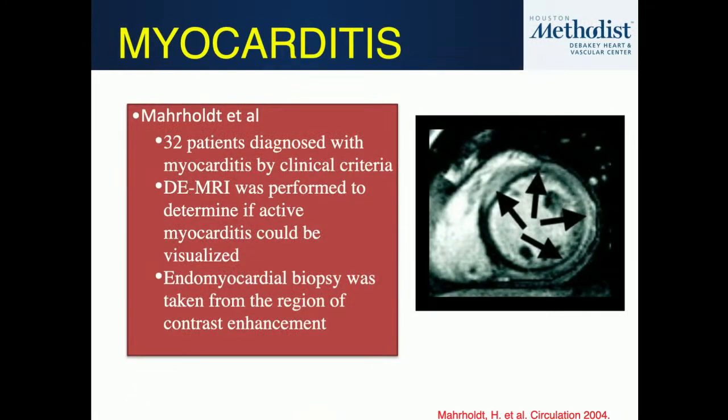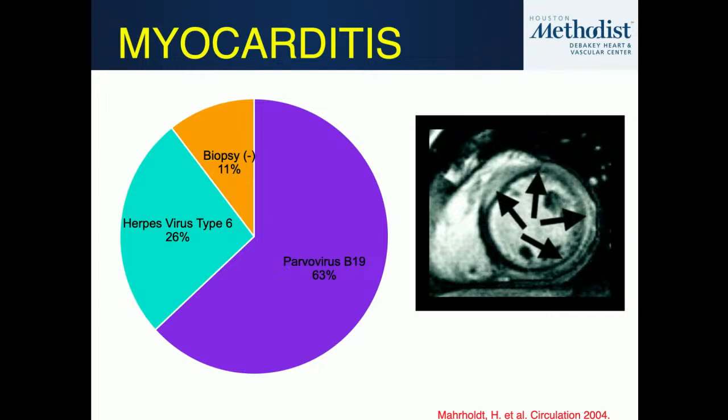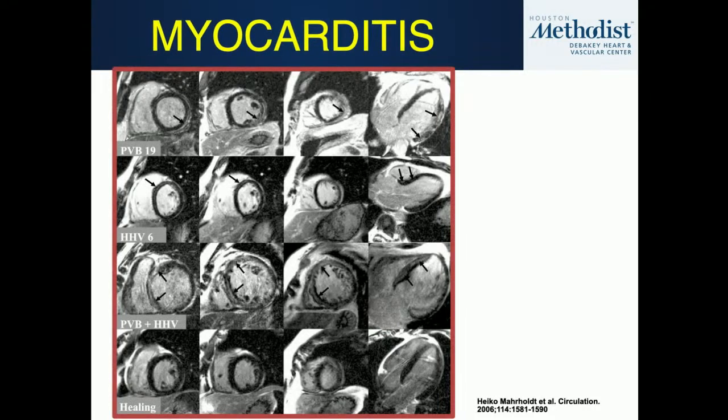And interestingly, what they found, again, a small series, but a series where they had biopsy at the site of hyperenhancement in all of these cases, is that in 90% of these cases, they actually were able to find evidence of virus, herpes virus or parvovirus. And only 10% of the time the biopsy was negative. So I think from a diagnostic standpoint, if you have a concern about myocarditis or you have a concern about elevated cardiac enzymes of uncertain etiology, this is where cardiac MRI can be very useful.